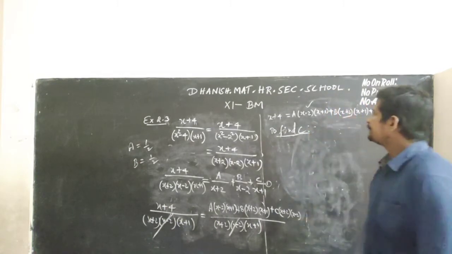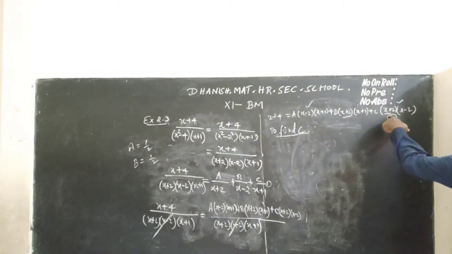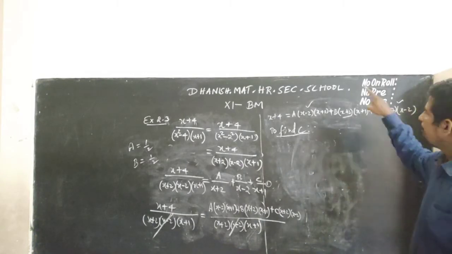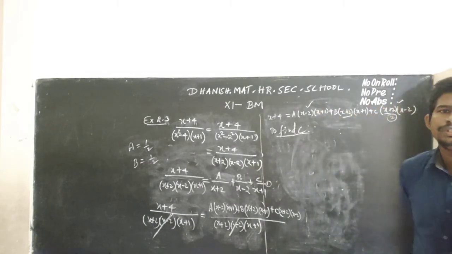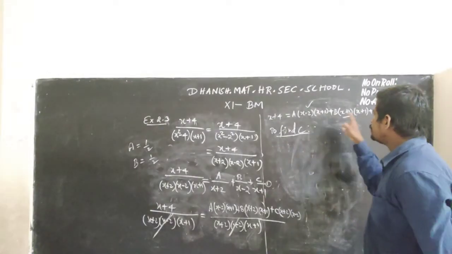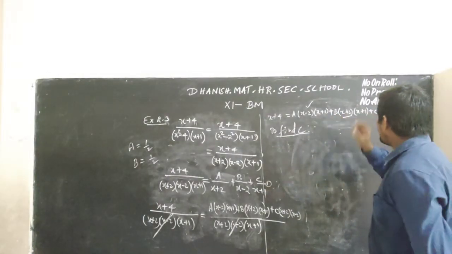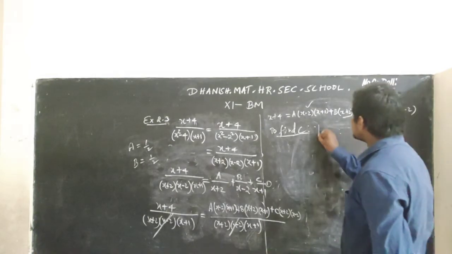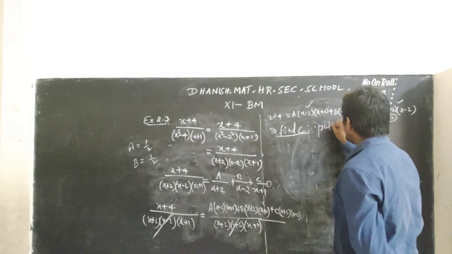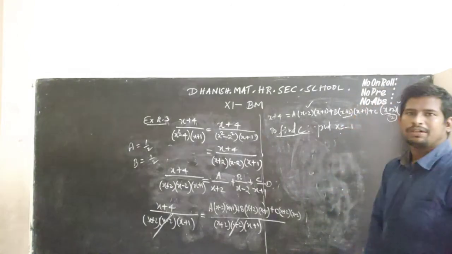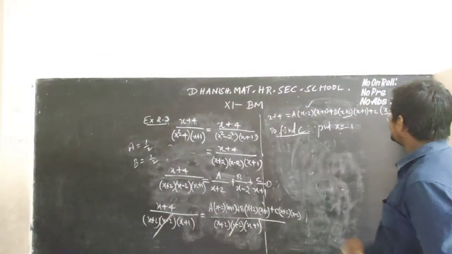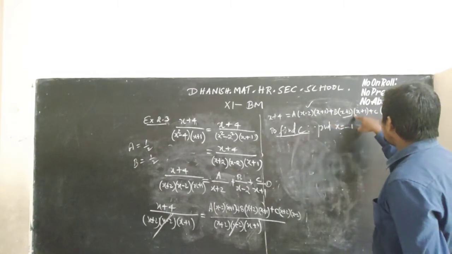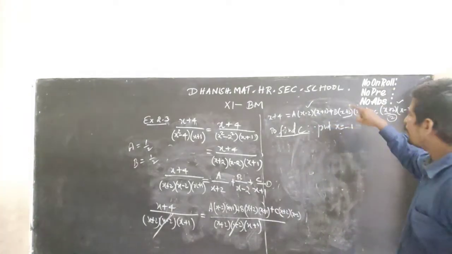To find C, we should make the A and B terms 0. To make these two terms 0, we should take the common factor. Here x plus 1 is the common factor, so I am going to put x equal to minus 1. If you put x as minus 1, the A and B terms will become 0.